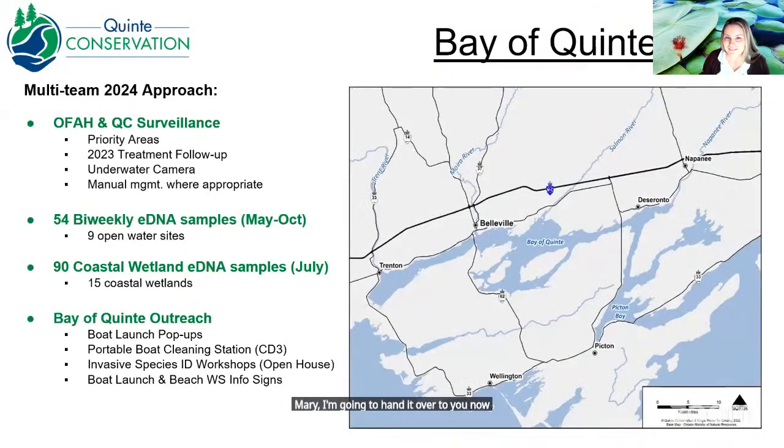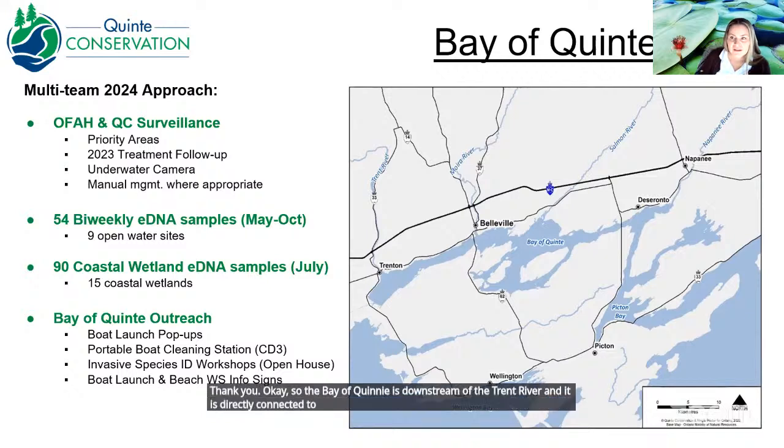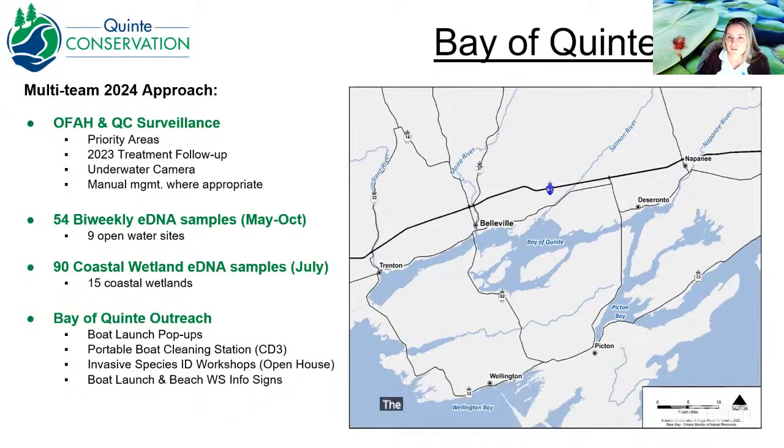Thank you. Okay, so the Bay of Quinte is downstream of the Trent River, and it is directly connected to both the Trent River and Lake Ontario. So therefore, it will have a constant source of water soldier populations. The water soldier work follows the same integrated management plan as Parks Canada and OFAH.